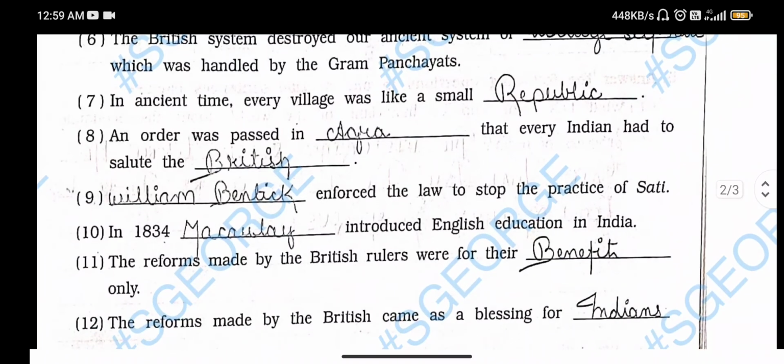An order was passed in Delhi that every Indian had to salute the British. Then an order was passed in Agra that every Indian had to salute the British. Salaam, sir. I asked, why, sir, this? Because they are not respecting the Britishers. If you did not salute the British officers, you would be liable to punishment and would be sent to jail. That was a very strict rule at that time.